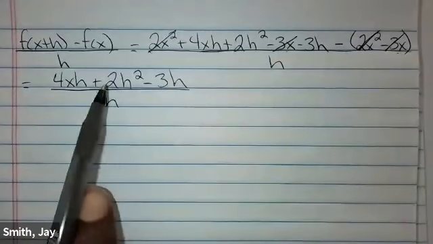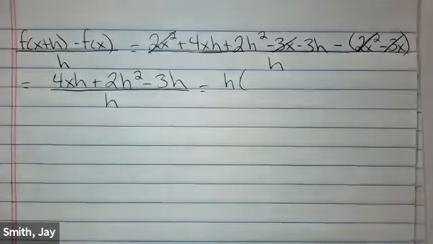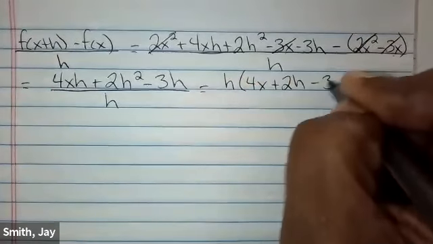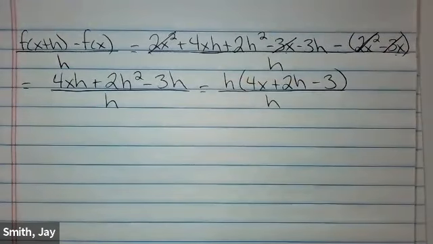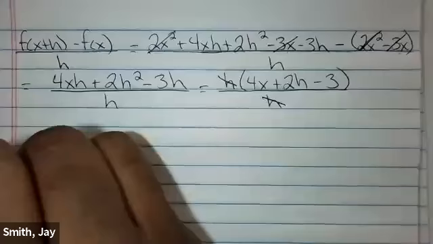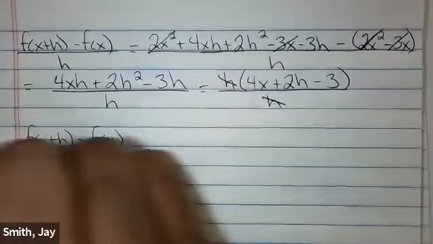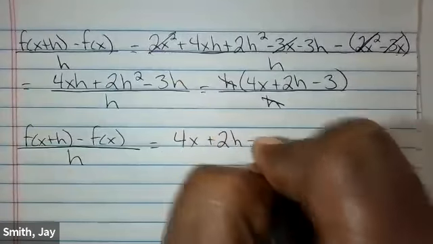Every one of our terms in our numerator has at least one h in common. We can factor out an h from each of those terms in our numerator, which is going to leave me with a 4x plus 2h minus 3 inside my parentheses. All this is still being divided by h. And now that we factored out that h in my numerator, the h that we factored out and the h in the denominator can cancel. So our difference quotient, or f of x plus h minus f of x all over h, would be equal to 4x plus 2h minus 3.